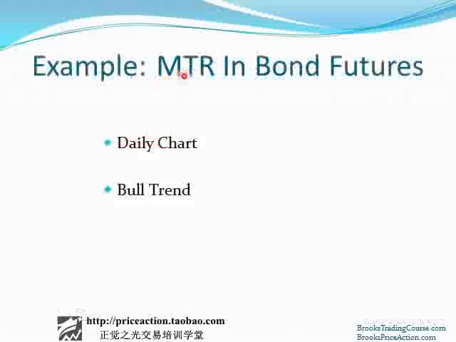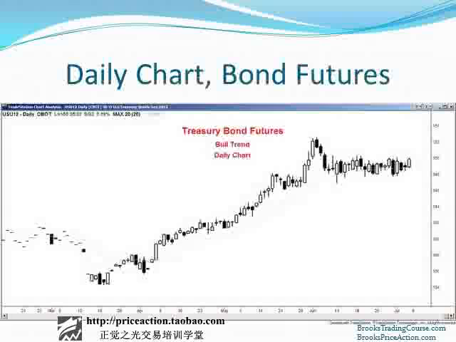Okay, next I'm going to talk about a major trend reversal in the bond futures using a daily chart in a bull trend. Bond futures are clearly in a very strong bull trend, and then we had a triangle late in the bull trend and then a very strong breakout. This could end up being an exhaustive buy climax and the top of the bull, and this triangle might end up being the final flag of the bull trend.